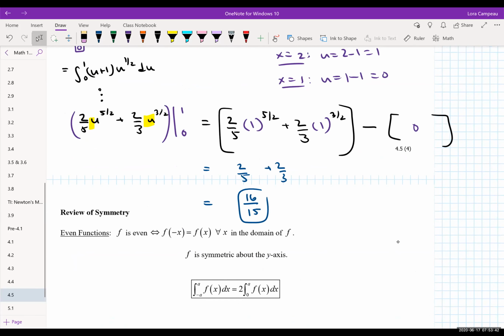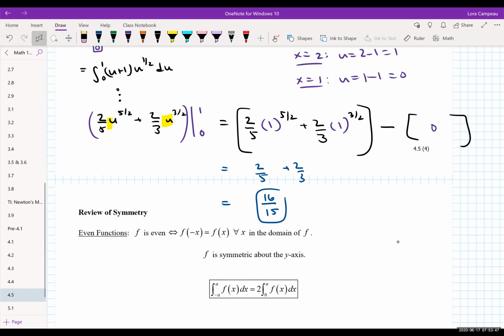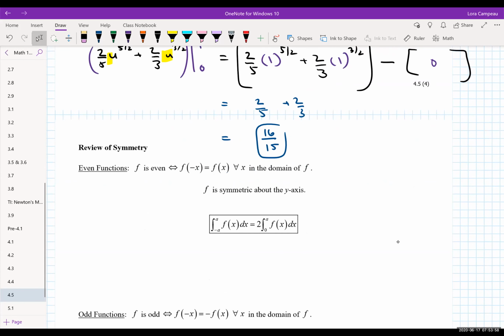So through the example we just did, that should get you through section 4.5. But as a little bonus explanation, I might be able to save you some time and work: symmetry on functions, even though we haven't talked about it since I believe chapter 3. Whenever you can identify if something's even or odd and you notice some symmetry with the limits of integration, it saves us a little time.